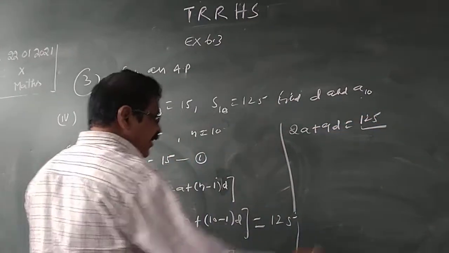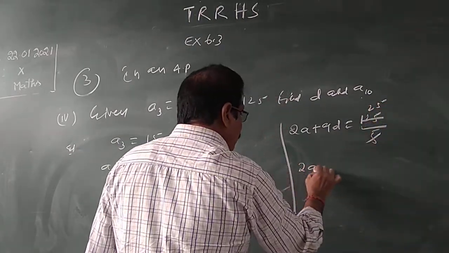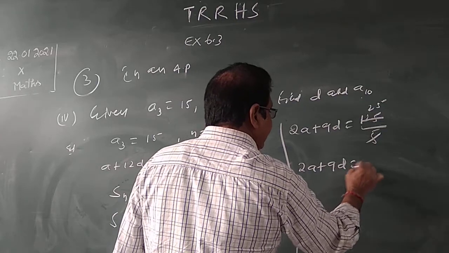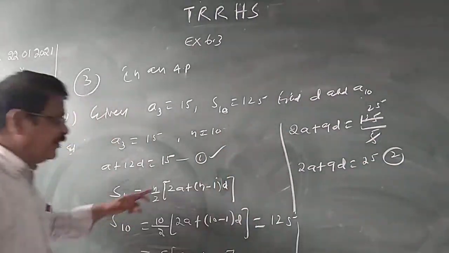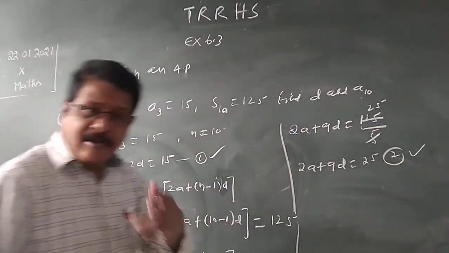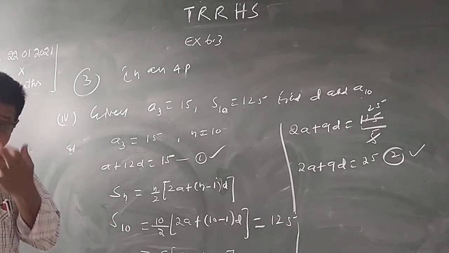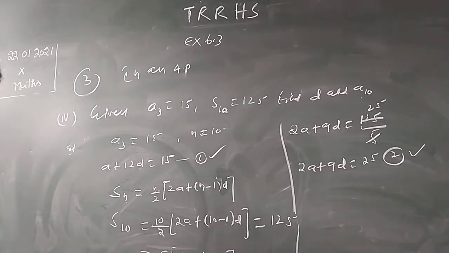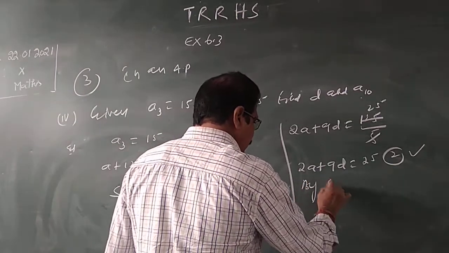The 5 becomes divided by 5, so 2A plus 9D is equal to 25. This is the second equation. Already we have the first equation here. By solving 1 and 2, either by the elimination method or the substitution method, as you learned in the fourth chapter.